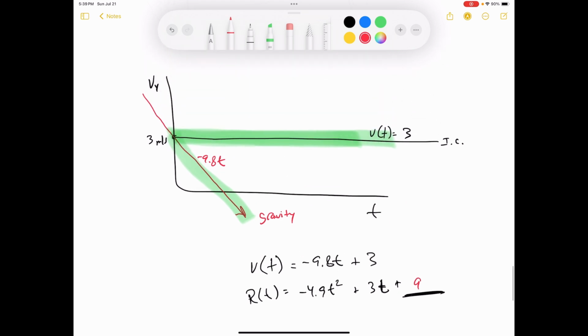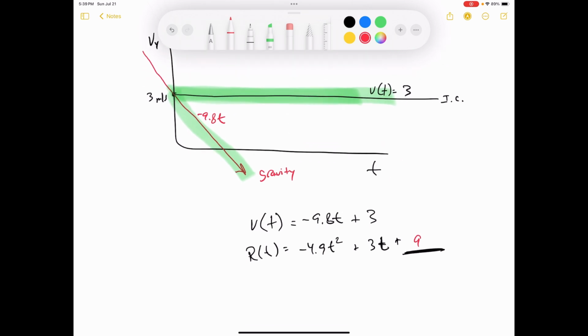But the point of showing you this is that this is how this works. You have your initial condition 3, which is a straight horizontal line, and then you have gravity, which is something else, and that's going down at a negative 9.8 t slope. And then you basically just put those two functions together, and that creates your aggregate function, which is this.